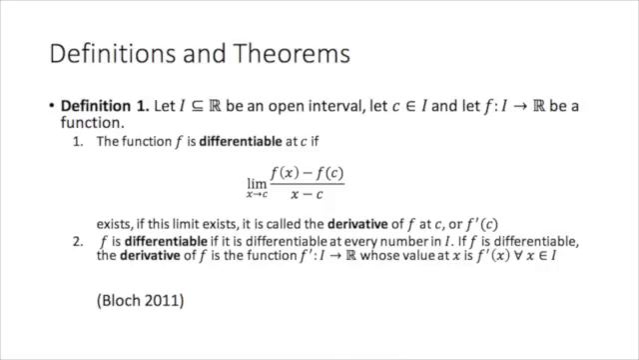So what are the definitions and theorems that will be used in this mathematical proof? First, the definition of a differentiable function at point c: it is the limit of f of x minus f of c over x minus c as x approaches c. If this limit exists, then it is called the derivative of f at c, or f prime of c. The second part of the definition says that if f is differentiable, then it is differentiable at every number in the interval I.